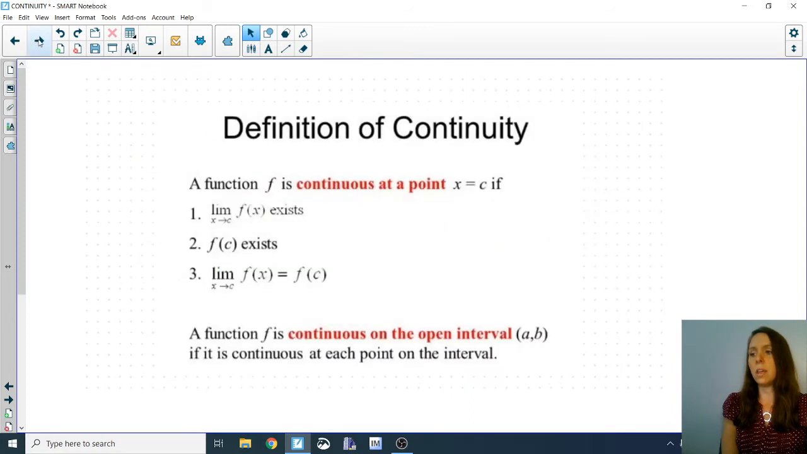Those were probably okay for what you had to do with continuity prior to taking calculus. However, as we continue on, it'll be important to understand this limit definition of continuity.